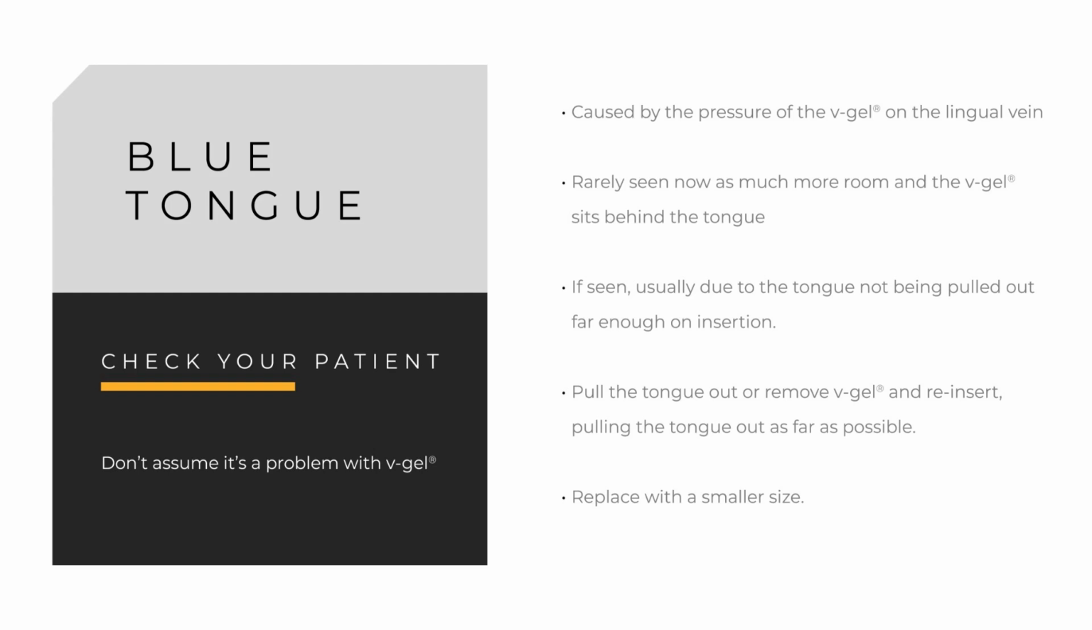If all your patient's parameters are within normal range, it's most likely that the blue tongue is caused by the tongue not being pulled out far enough when you initially place the device. To rectify this, pull the tongue out as far as you can and give the V-gel a little movement to relieve the pressure. If this does not work, remove the V-gel entirely, pull the tongue out and replace the device. If this still has not addressed the problem, it's more likely that the V-gel is too large for your patient, and you may need to replace it with a smaller size.